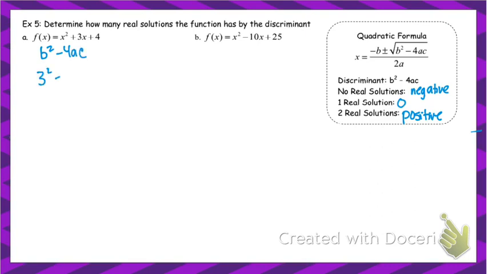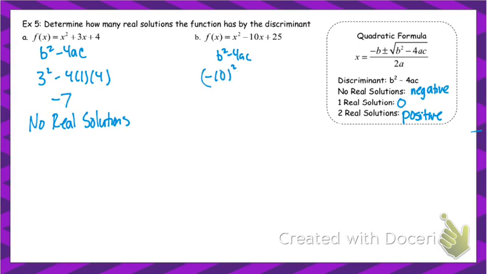So b squared minus 4ac is 9 minus 16, which is negative 7. Since it's a negative number, there are no real solutions. Same thing on b. So negative 10 squared minus 4ac gives me 100 minus 100, which is 0. Since I'm getting 0, that means there is one real solution, and that solution will be the vertex.